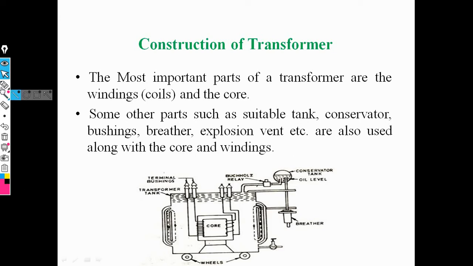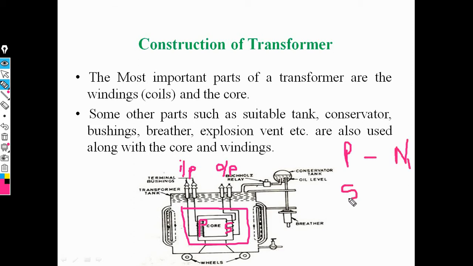Now here this is the core type transformer. The input side is here, and the output side is here. This is the primary winding, that is the P for primary winding, and this is the secondary winding. For the primary winding the number of turns is N1, and for the secondary winding the number of turns is N2.